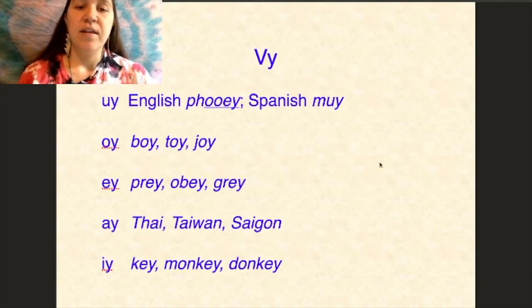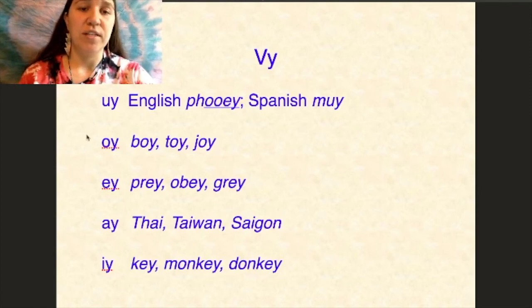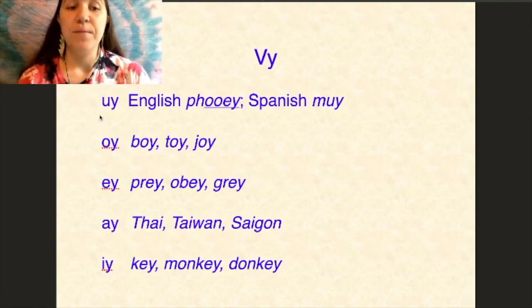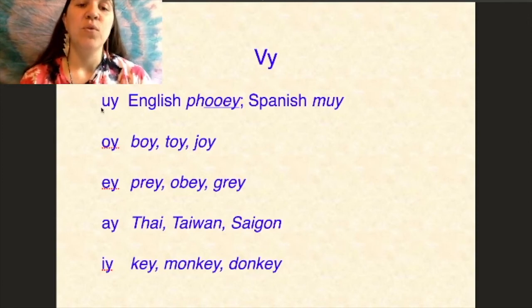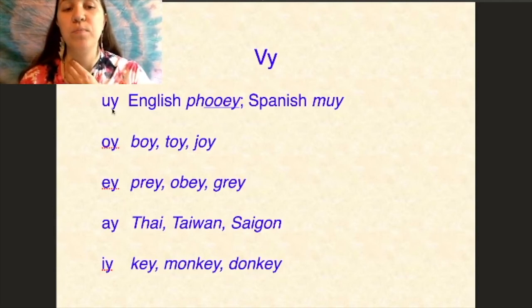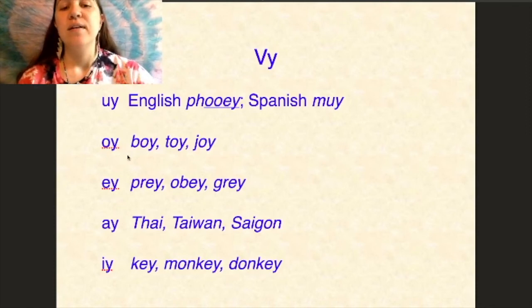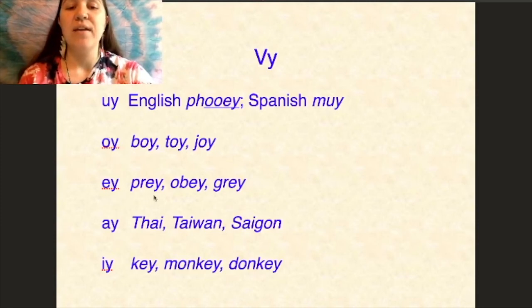So, for these types of sounds in Chukchansi, we have the vowel followed by a Y. For example, we would have ui, similar to fui, and the muy in Spanish. And the oi, similar to the English words boy, toy, joy. And ay, the same as in pray, obey, gray. I, similar to Tai, Taiwan, Saigon. E, as in key, monkey, donkey.